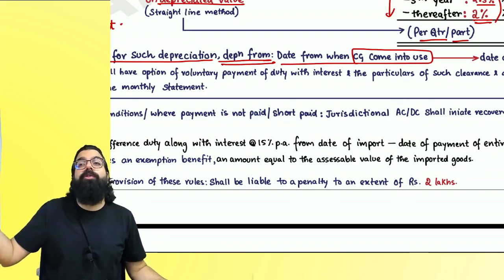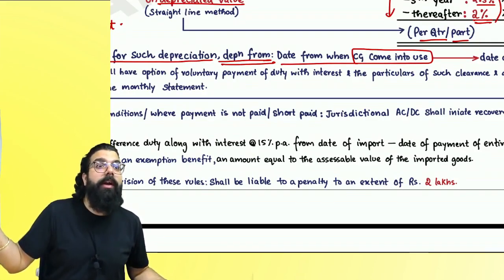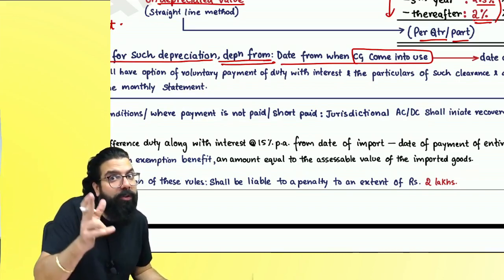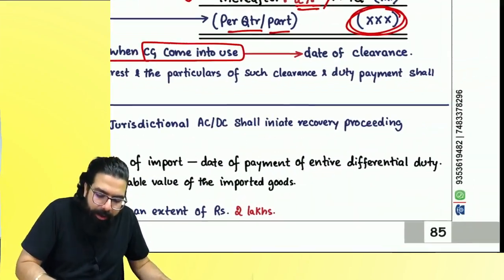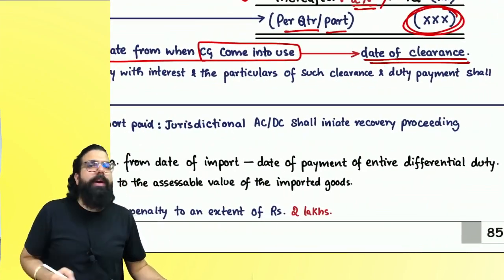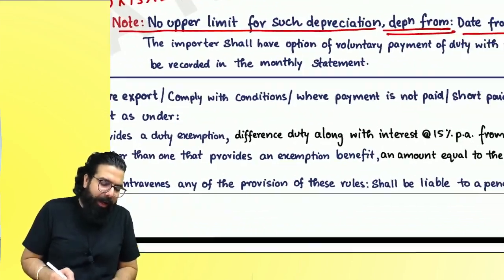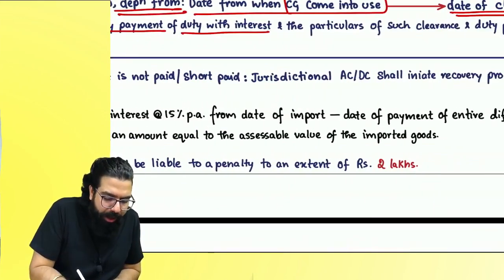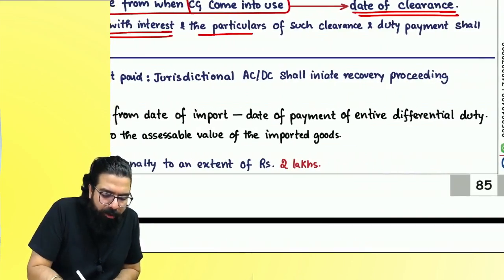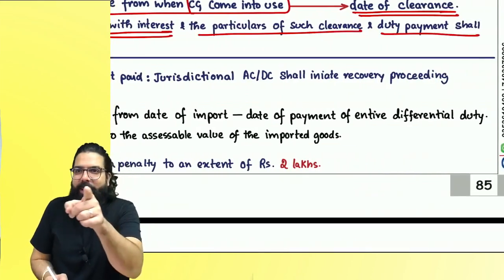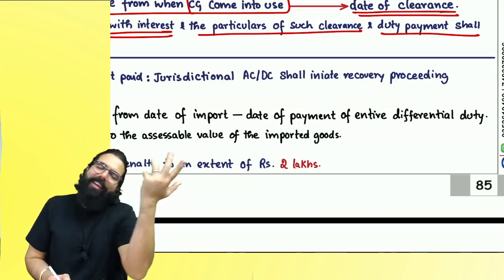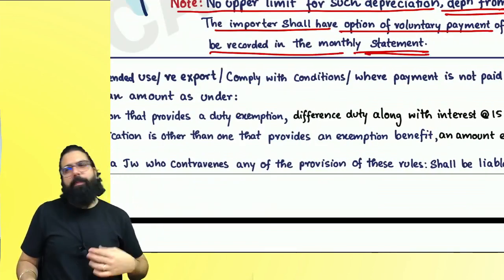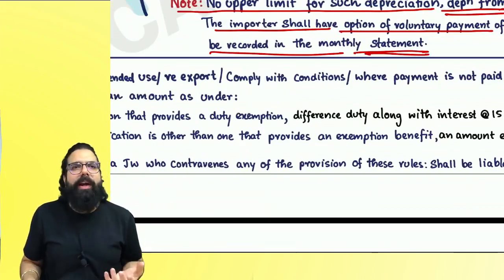You got the capital goods into India on 1st January. You started using from 1st of April. So depreciation will start from 1st of April. Till the date of clearance, you will have to give the depreciation. And everyone, the importer shall have the option to pay voluntarily the duty along with interest. And the particulars of such clearance and duty, where will you mention? IGCR 3 shall be recorded in the monthly statement. Can we go ahead, everyone?